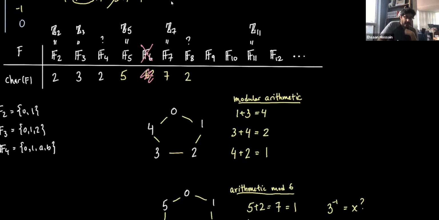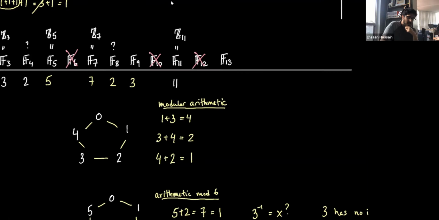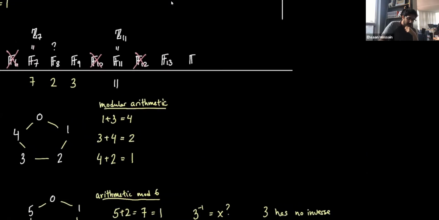There is a field of nine elements. Its characteristic is 3. There is no field of 10 elements. There is a field of 11 elements and its characteristic is 11. There is no field of 12 elements. See a pattern? What about F13? Here, let's do a couple more. This isn't what I wanted to talk about, but oh well, we were talking about it. F14, F15, F16, F17. And then maybe we should stop before we go too crazy.